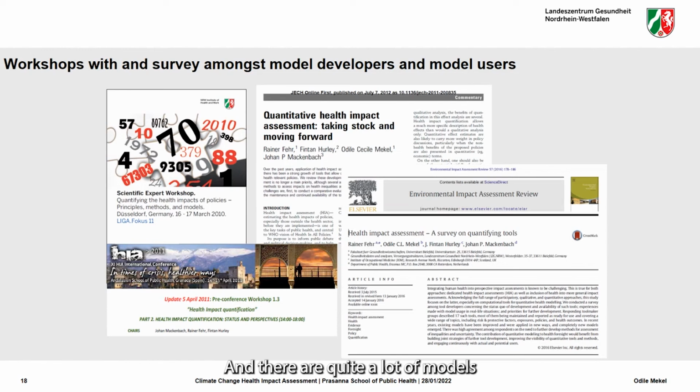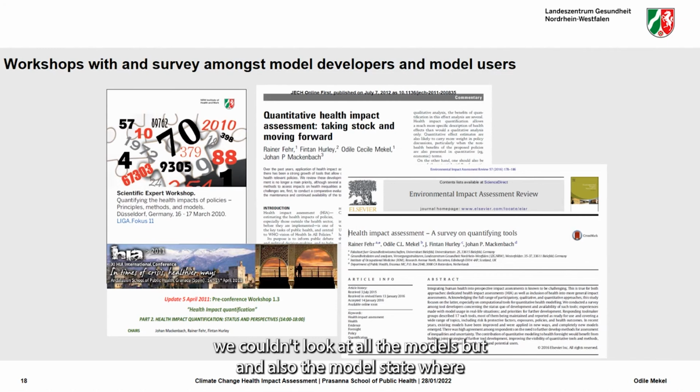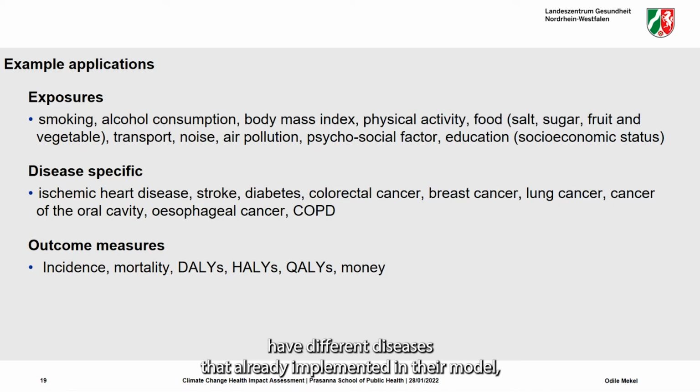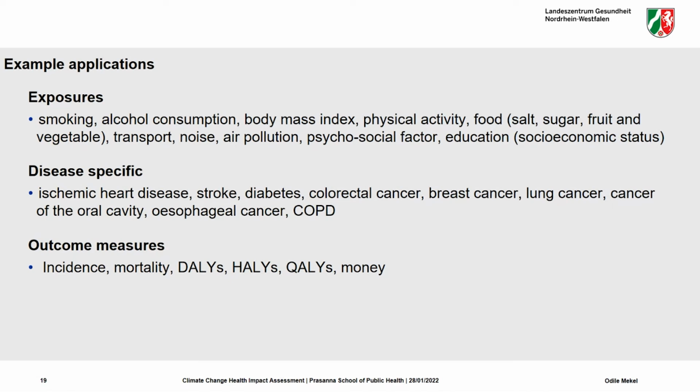There are quite a lot of models out there in the world, and we couldn't look at all of them. The models were dealing with exposures, as you can see over here, so most of the public health risk factors that we are all working on. Different models also have different diseases already implemented, such as ischemic heart disease. Here you see quite a lot of known diseases we all work on, and the outcome measures you see down there.